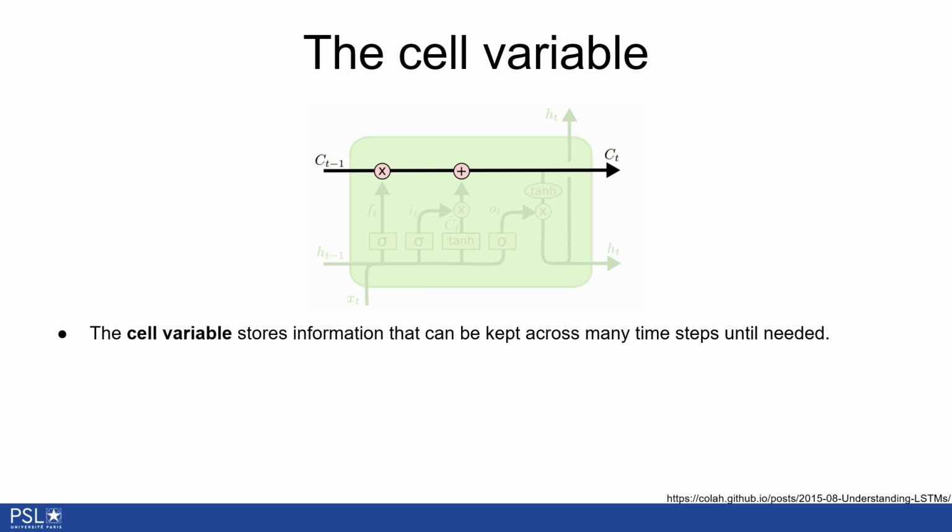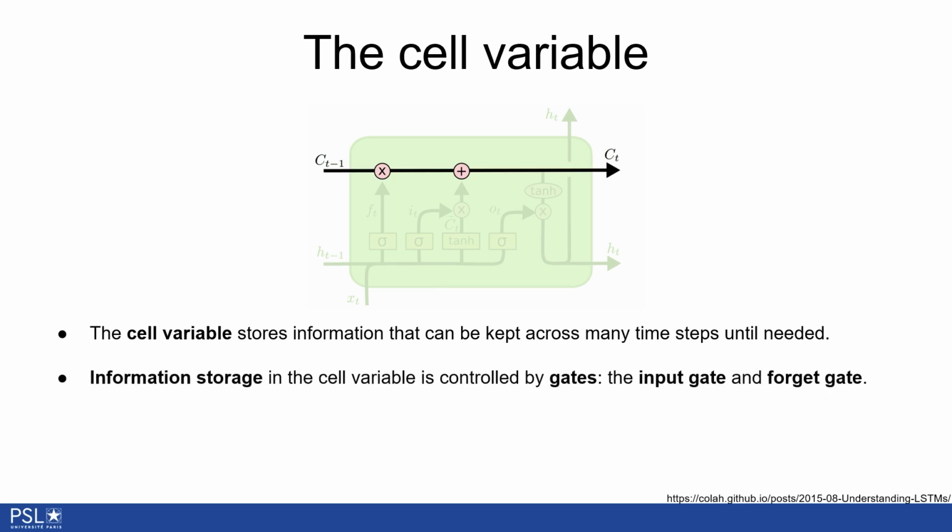This is shown in this figure here by the black arrow, which illustrates how information can flow from one time step, t-1, to the subsequent one, time t. The storage and retrieval of information on the cell variable is controlled by gating mechanisms: an input gate, which decides when to write information onto the cell variable, and a forget gate, which decides at every time step whether to erase or keep the information in the cell variable.